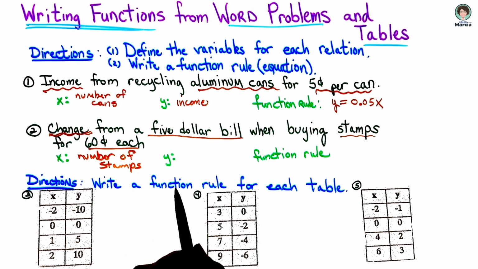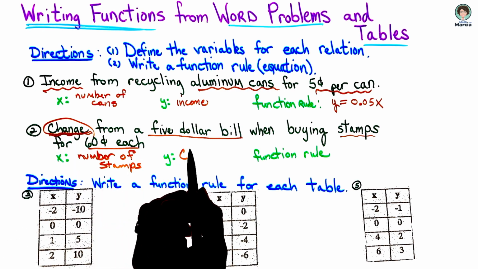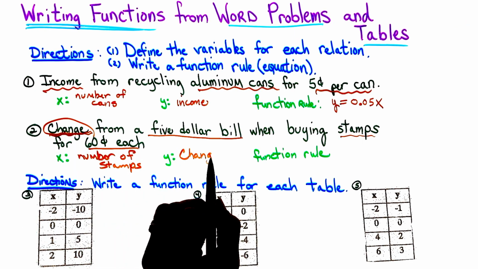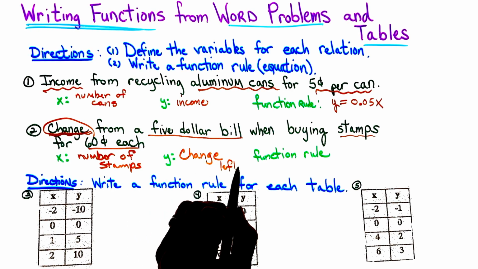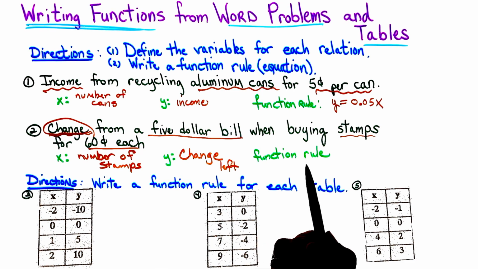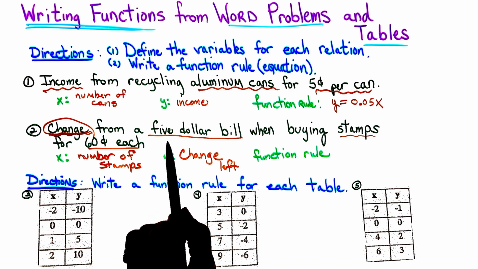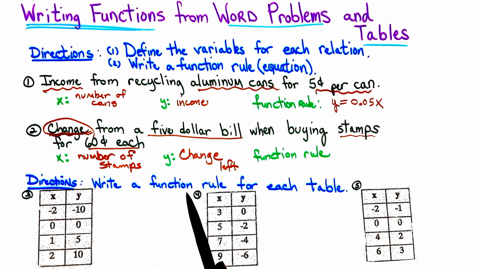The Y is going to be, actually, notice they wanted to know how much change that you had left, change left. So when we're putting information in for our function rule, we're going to need to also incorporate in the fact that we had $5 and that each stamp is 60 cents. So again, when we have our Y, that's how much money we have left.